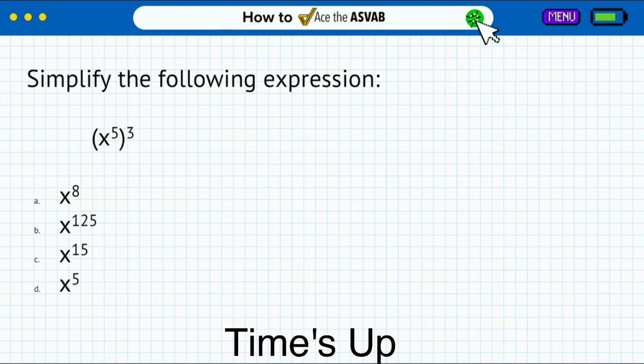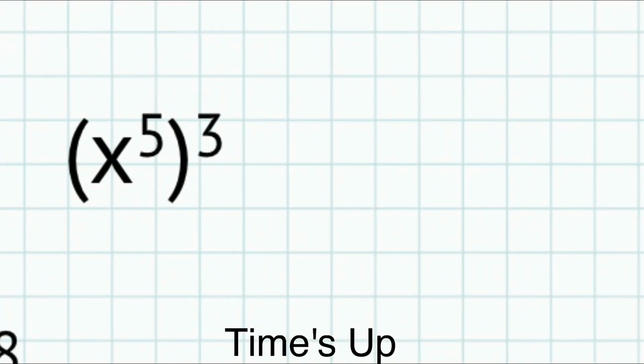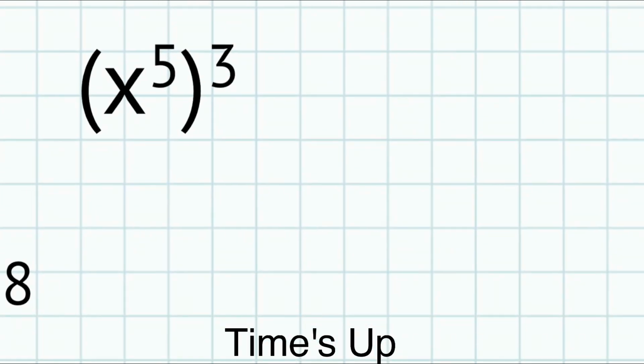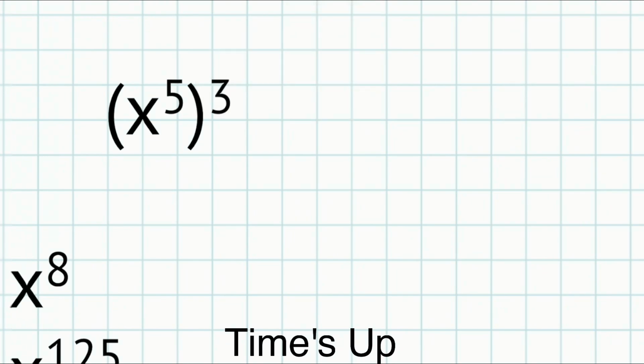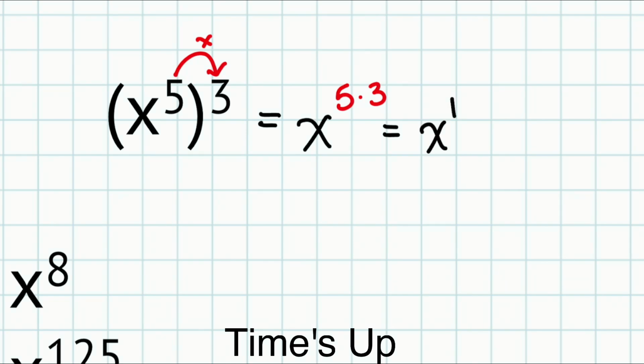So here we go. Simplify the following expression. We have x to the power of 5 to the power of 3. So when we deal with that, remember there are 2 ways to think about it. The first way is just knowing the shortcut rule. When you have a power to a power, we multiply those powers. So this ends up being x to the power of 5 times 3. And everybody, 5 times 3, that's going to be what? Yeah, that's going to be 15. So that's going to give us x to the power of 15.